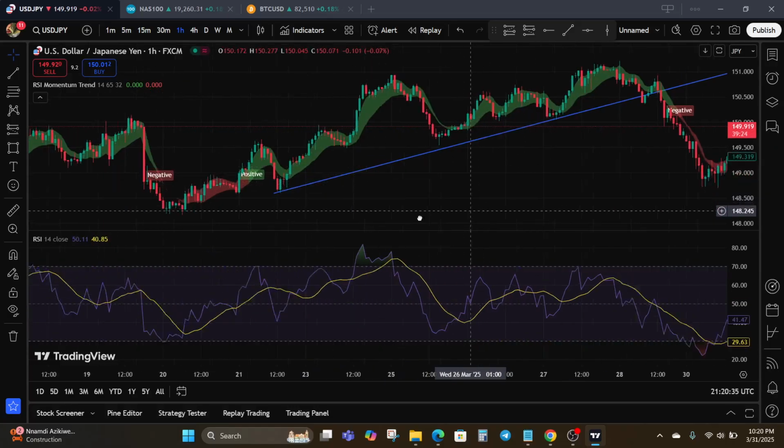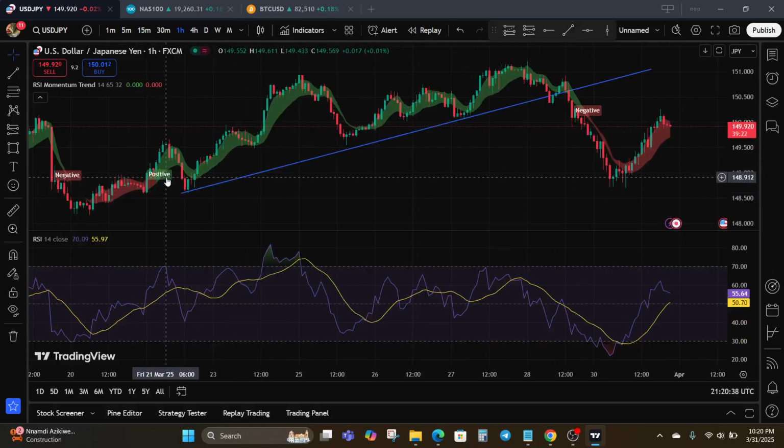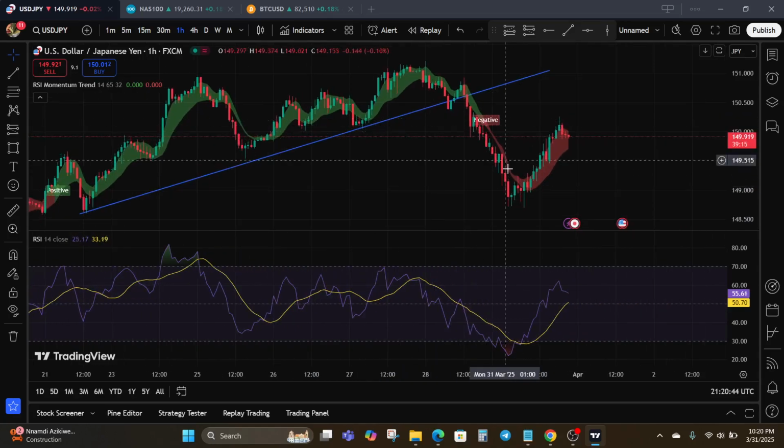If you have identified a bullish momentum, the indicator has told you that this is a positive trend, you should be looking for buy opportunities. If the indicator has told you that this is a negative trend and you can see that for yourself, you should be looking for sell opportunities. All right. And also, you can use this indicator with other indicators.